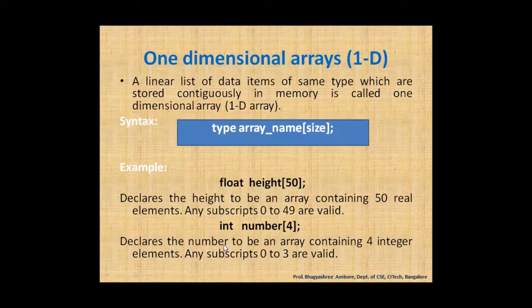Consider another example of type integer, and I have only 4 numbers. I have grouped only 4 numbers. What it does, it declares the number to be an array containing 4 integer elements. Subscript starts from 0 to 3.